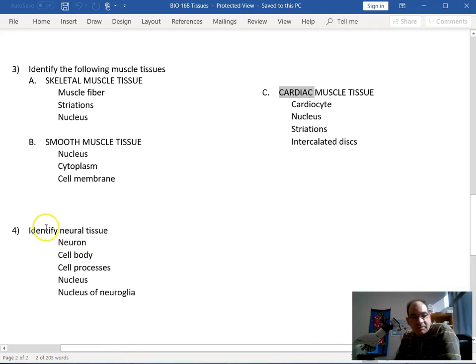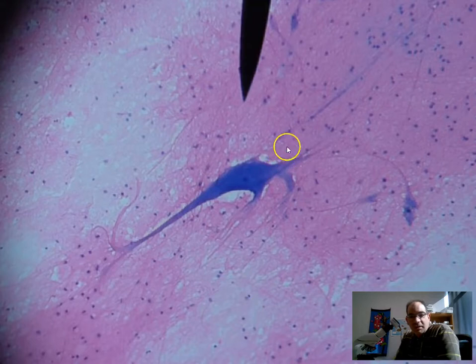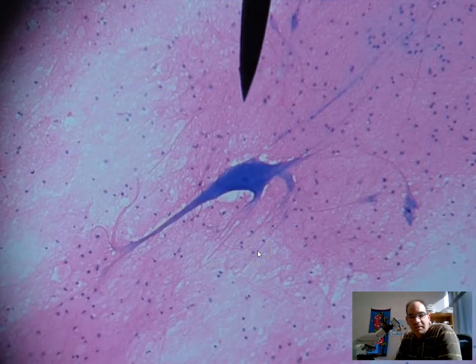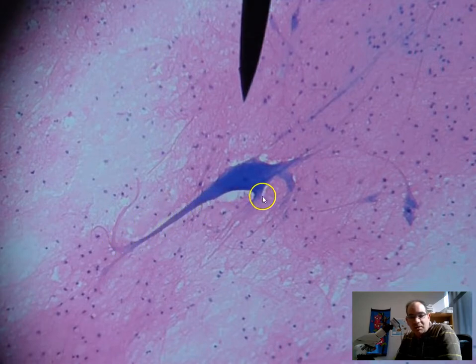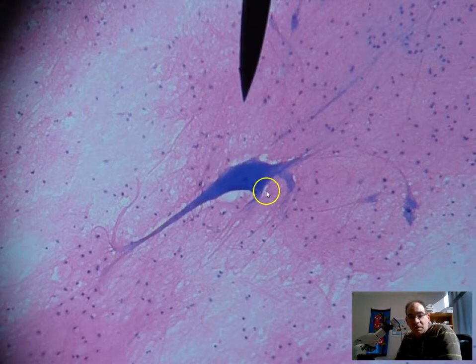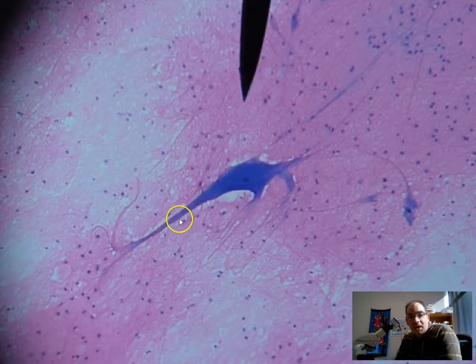Our final tissue type is neural tissue. We need to know neuron, cell body, cell process, nucleus, and nucleus of the neuroglia cells. If you take a look at neural tissue, here we are at 100x. First of all, it looks very much like a cobweb, or very cobwebby. The neurons are the individual nerve cells, and they're going to stain quite dark in coloration. This would be a neuron here. If you just draw a circle around the main part, this is your cell body, or the soma. Then extensions coming off of it are the cell processes.